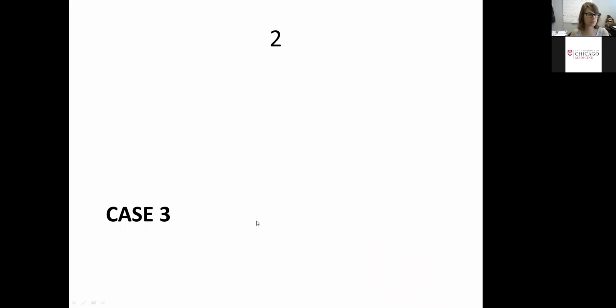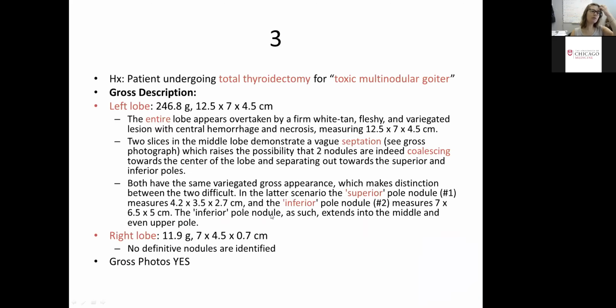All right, case 3. We're going to shift gears a little bit. Now the patient is undergoing total thyroidectomy for quote unquote toxic multinodular goiter. What does toxic mean? When you hear toxic, you generally associate that as being hormonally active. So you think of someone with a toxic nodule, you think of it as being productive of thyroid hormone, and then therefore being clinically hyperthyroid. Excellent. So toxic implies clinical hyperthyroidism.